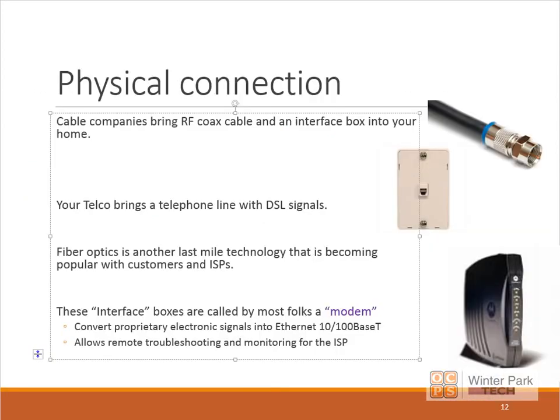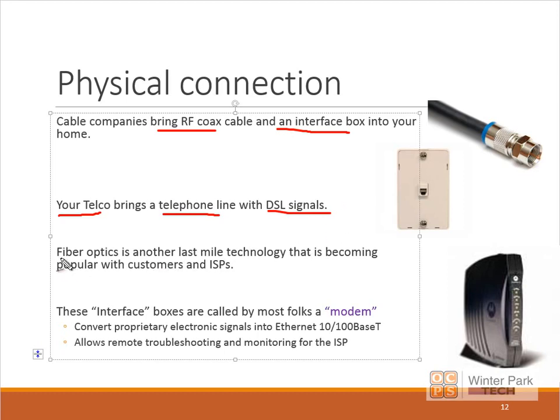The physical connection that is brought in by the ISP is critical. That's the last mile. They're bringing fiber optics, they're bringing coax cable, and they're bringing an interface box into your home. So that's a very common way that cable companies are bringing the last mile to your home. If you're dealing with a telco, then they're bringing a telephone line with DSL signals, and again, another interface box so that you can access the internet, that last mile connection.